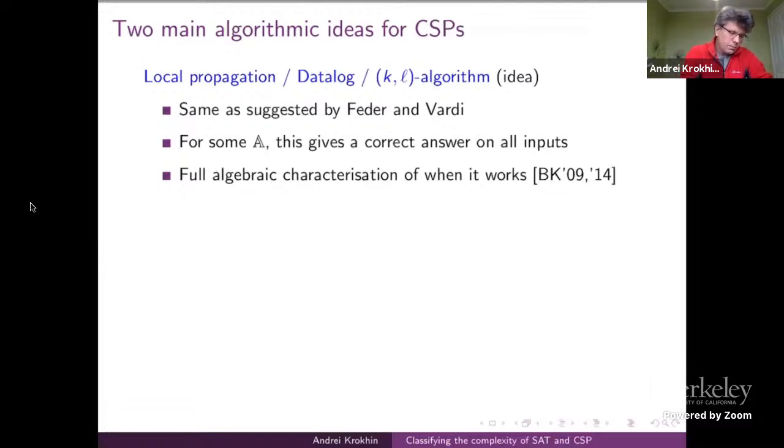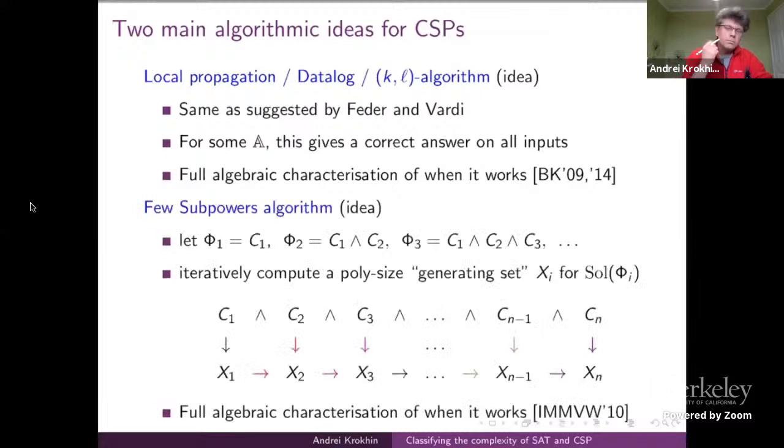So again, the no answer delivered by local propagation is always correct. The yes answer is not always correct, but for some CSPs, it is always correct. And the full description of when this works was given by Bulatov and Zhuk. The other idea evolved quite a bit from Feder and Vardi. So it's somehow similar, but more general.